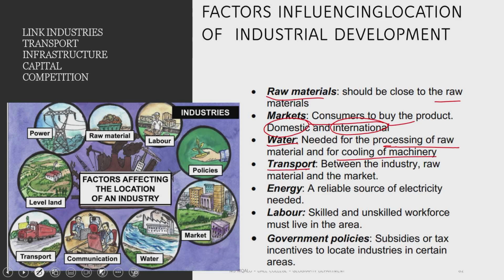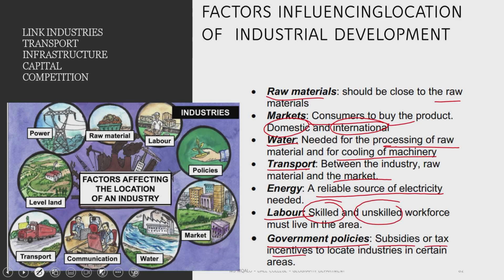Transport, you need transport in order to disperse or disseminate the product that you're making to the market. Energy needs to be reliable, electricity for continuous production, because if you don't have a reliable energy source, your production will come to a halt and then you'll incur more expenses. Labor, we need both skilled and unskilled labor force, and then government policies, some subsidies, tax incentives to try and decrease the costs.